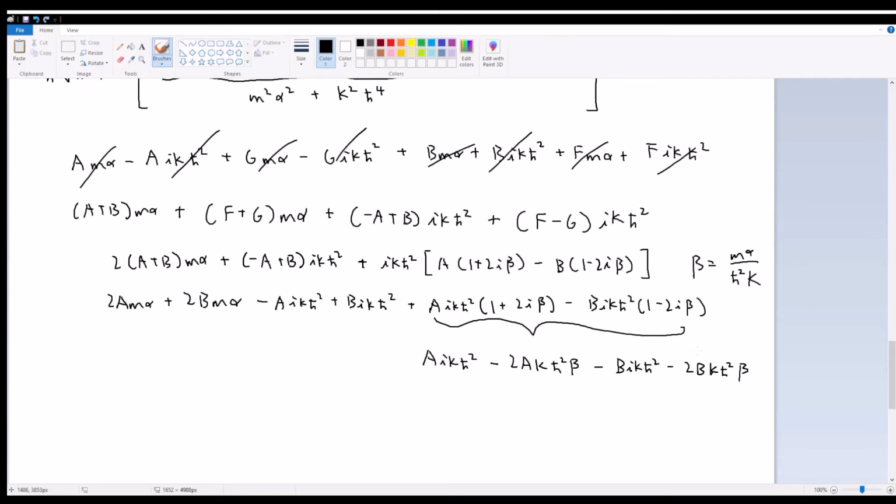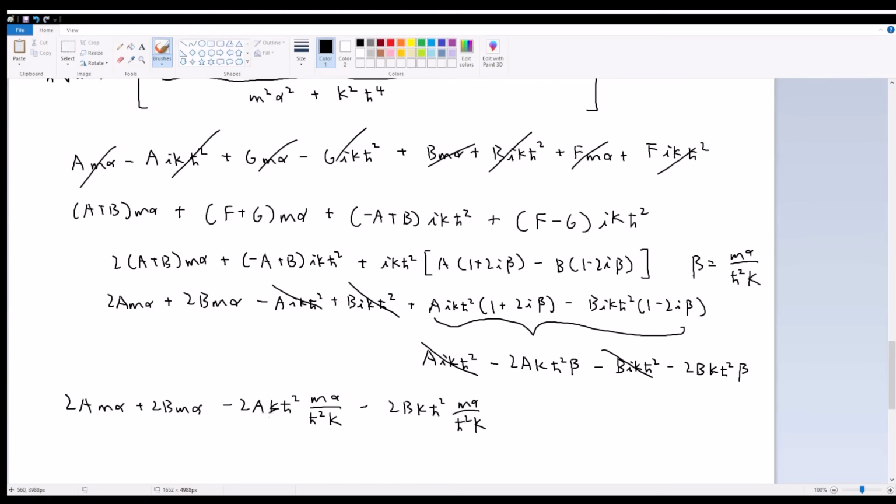Yeah, okay. So let's see. Instantly, we have a negative a ik h bar squared that cancels with a positive. We have a positive b ik h bar squared that cancels with a negative. So what we have left is 2a m alpha plus 2b m alpha minus 2a k h bar squared. And now let's rewrite beta as m alpha divided by h bar squared k, minus 2b k h bar squared times m alpha over h bar squared k.